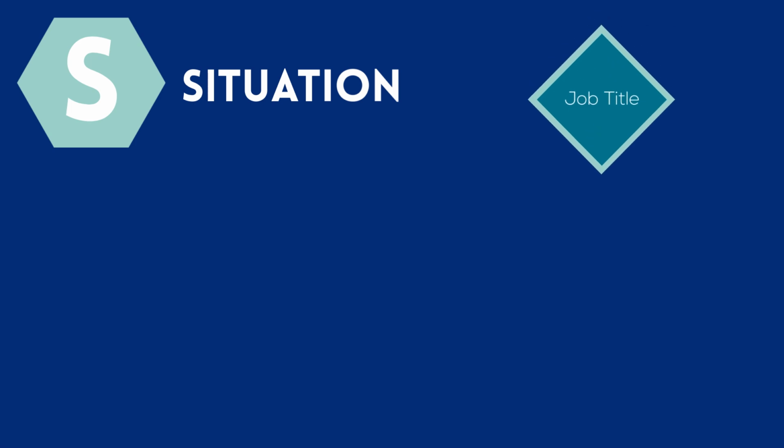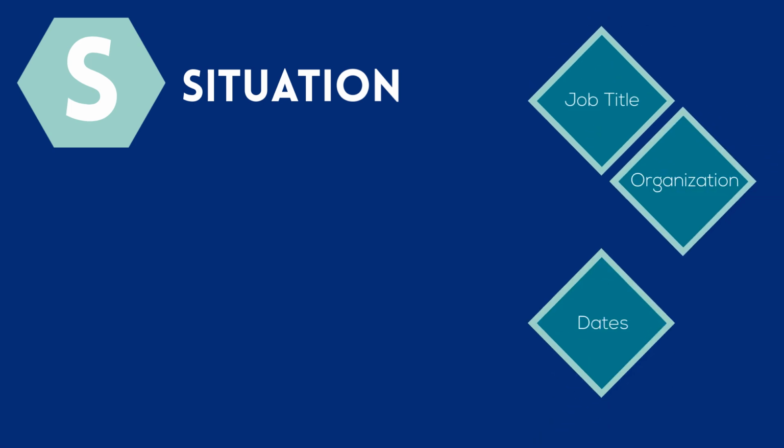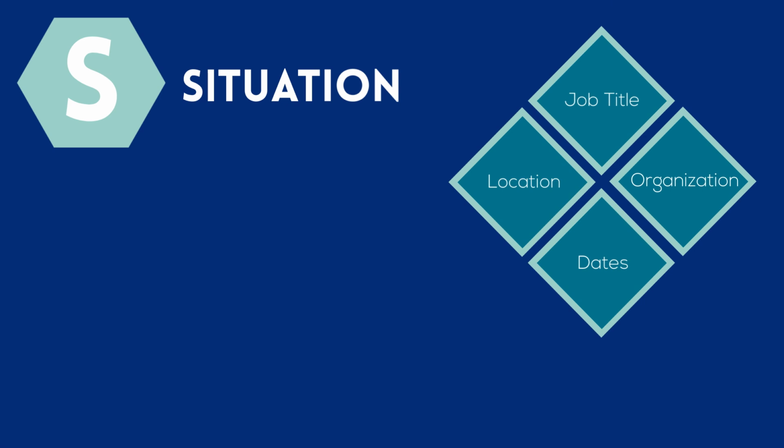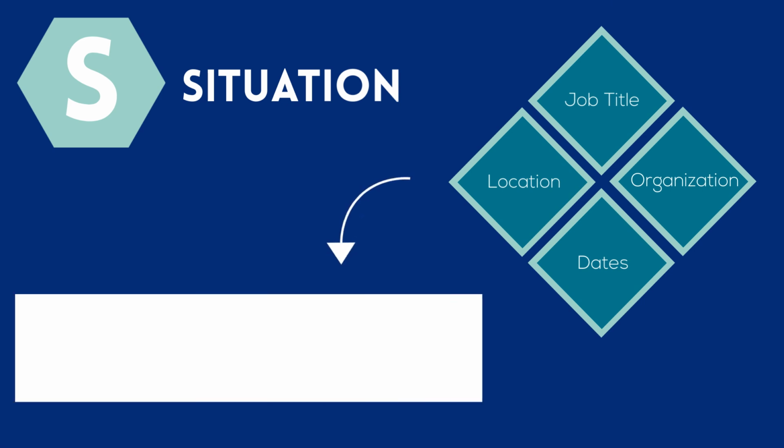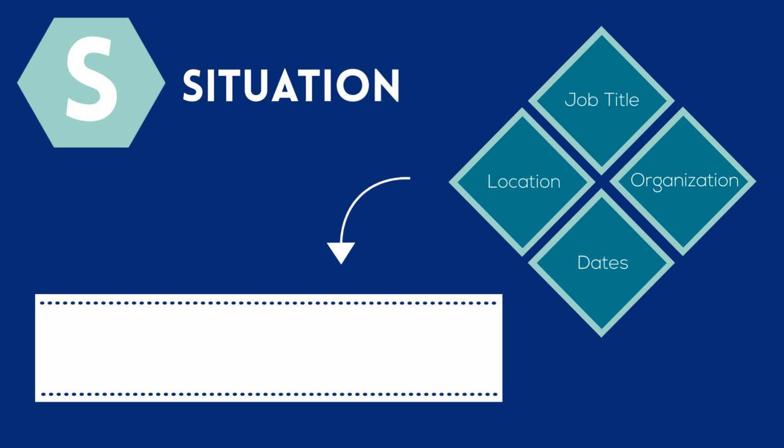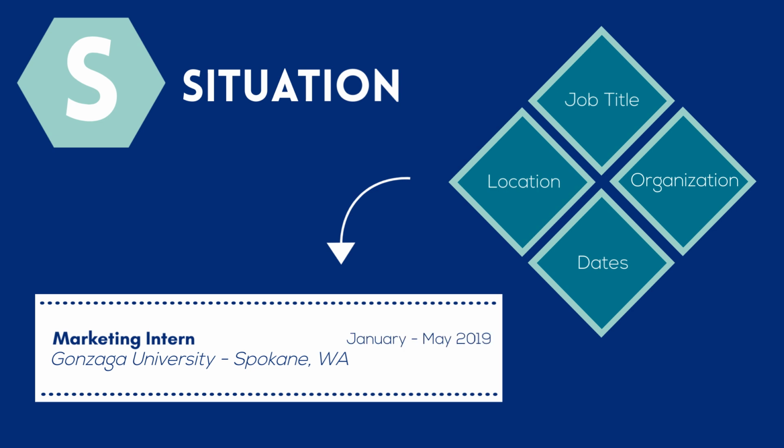Situation consists of the job title, organization or employer, dates of employment, and the location. This information is captured entirely in the title section for each experience. For example, marketing intern at Gonzaga University, Spokane, Washington, and the dates of that experience.